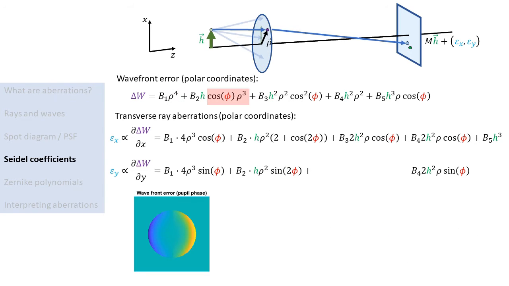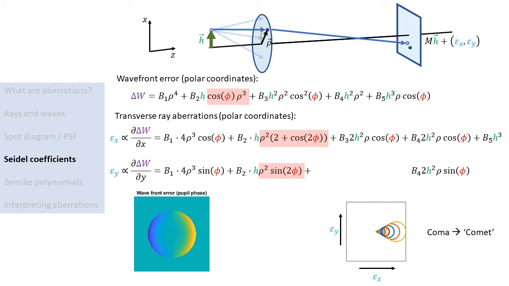Now let's look at the next term in the expression for the wavefront error. We see that again the transverse ray aberrations trace out circles as we vary the polar angle of the pupil coordinates. But this time, these circles have an offset in the x direction that depends on the radius of the pupil coordinates. The size of the circles also depend on the radius of the pupil coordinates. This results in the ray spot diagram for the aberration called coma, whose name has the same origin as the word comet. This makes sense given their similarity in shape.